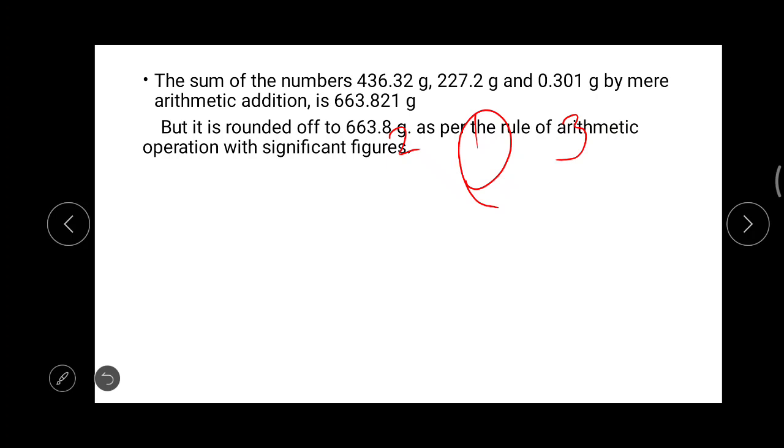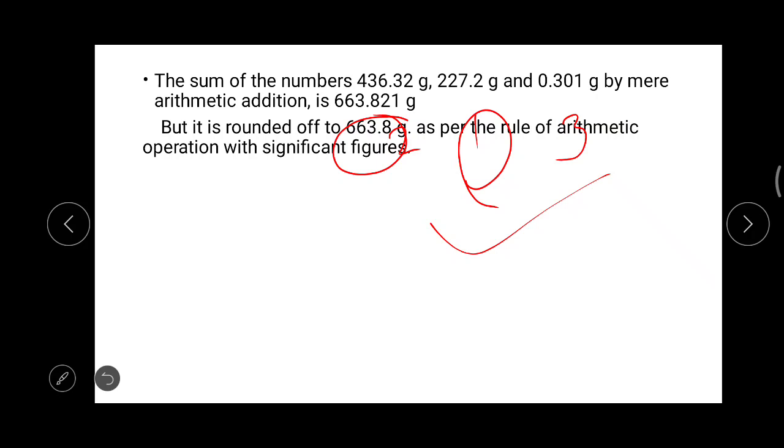But by the usual arithmetic addition, the resultant value is obtained as 663.821. This is the value you get by the usual addition method, but we have to round it off to 663.8. That means where the decimal place is only 1, then only it will obey the rule, isn't it?